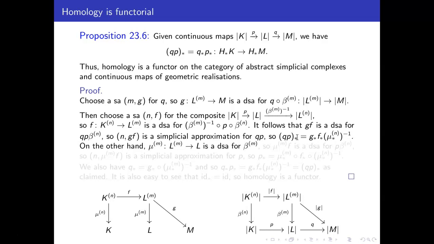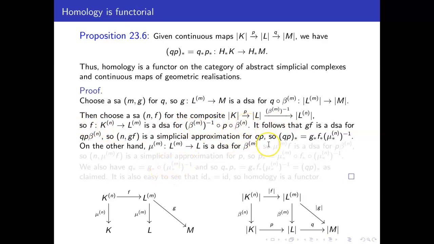So now we want to understand P lower star. So to do P lower star, we need to have a simplicial approximation for P. But remember, we didn't actually choose a simplicial approximation for P. We instead chose a simplicial approximation for this composite beta m inverse composed with P. But that doesn't matter so much, because we know, as one of our theorems we proved already, that mu bracket m is a direct simplicial approximation for beta bracket m, and also that f is a direct simplicial approximation for beta bracket m inverse composed with P composed with beta bracket n.